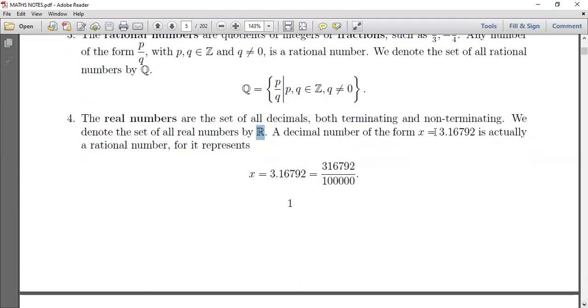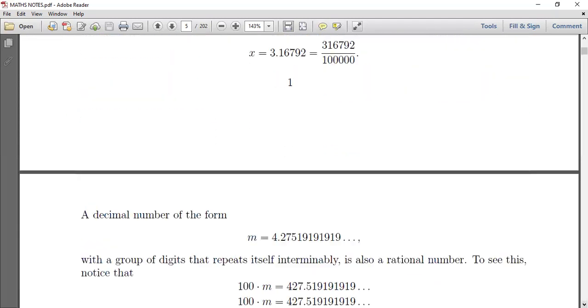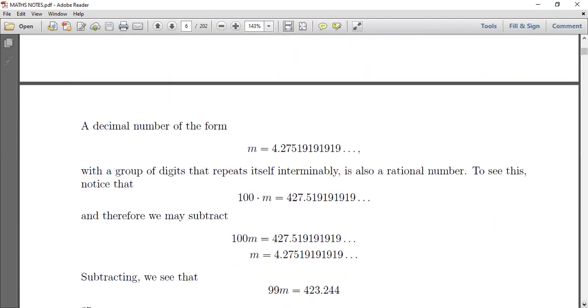For example, we want to show that this decimal is a rational number. To show that, we just multiply by 100,000. If you multiply by 100,000, the comma will move, giving a number over 1,000. Since this is in the form P over Q, where P is an element of the integers and Q is an element of the integers not equal to 0, therefore this number is a rational number. So if you are able to express a number in the form P over Q, then it is a rational number.